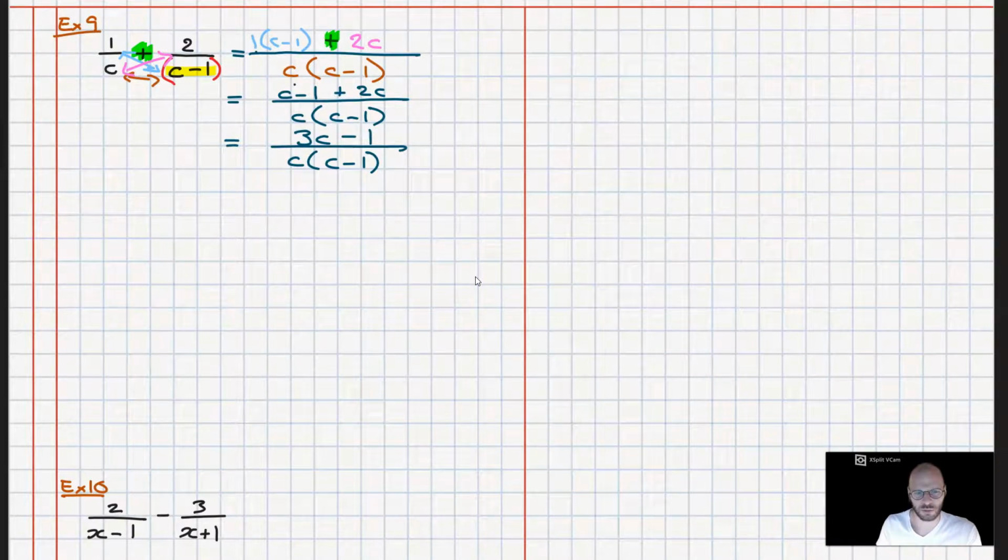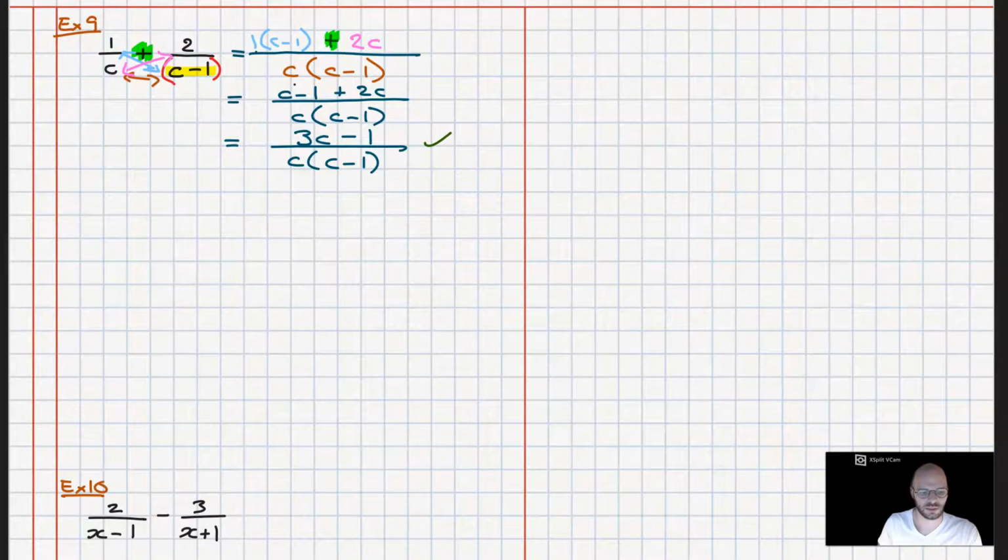Now for this example here, this is about as far as we'd want to take it. In some circumstances you might want to open up the bottom bracket, so you get c squared minus c, and then you'd have 3c minus 1. But it's actually not going to be beneficial in any way at this point in time, so we'd simply leave it in this form over here, and that would be adequate.